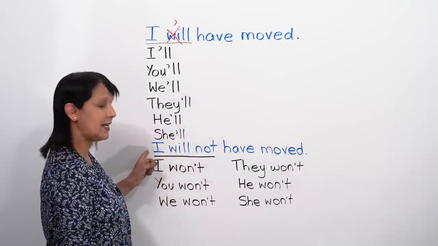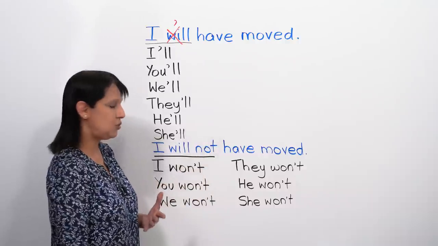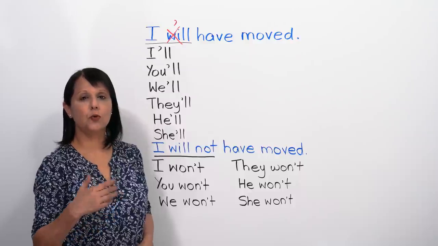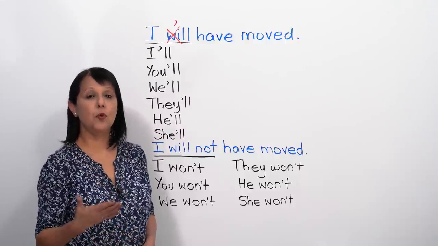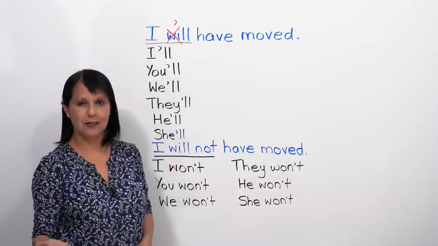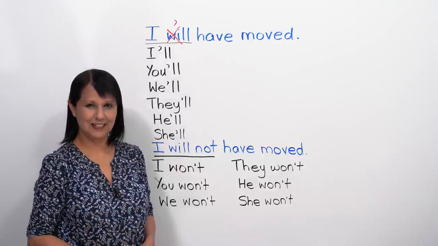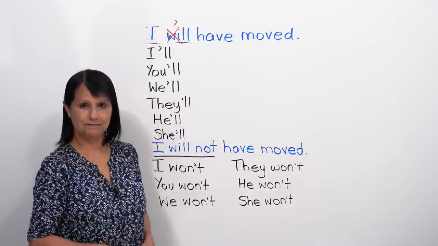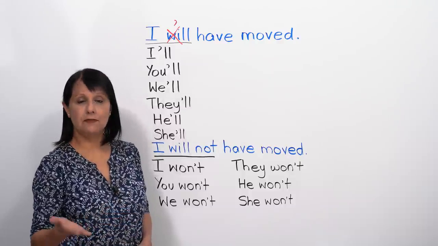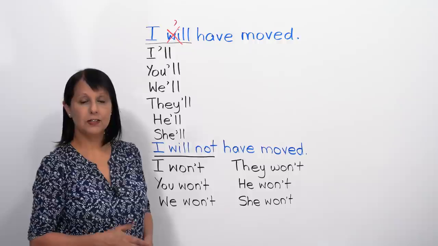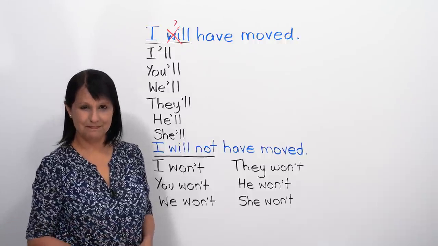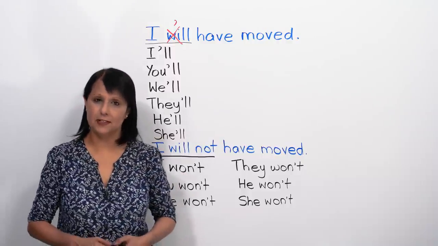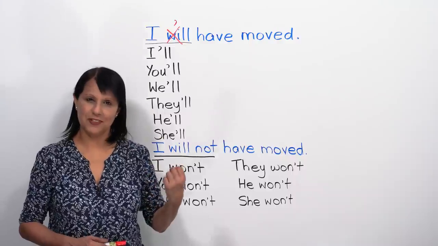And so instead of saying I will not have moved, you just say I won't. Instead of will not, we say won't. Say it after me. I won't have moved. You won't. We won't. They won't. He won't have moved. She won't have moved by then. Okay? So that's basically it. That's how we form the contractions in the future perfect tense.